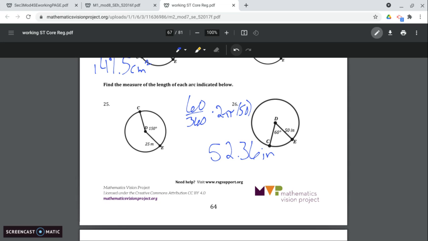So your keyword for this lesson is volume. Volume is your keyword for this lesson.